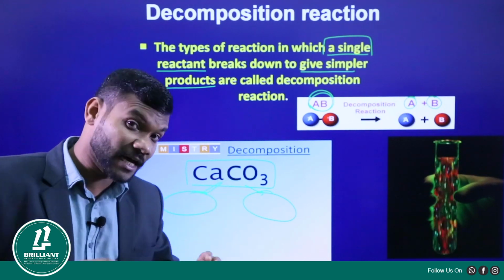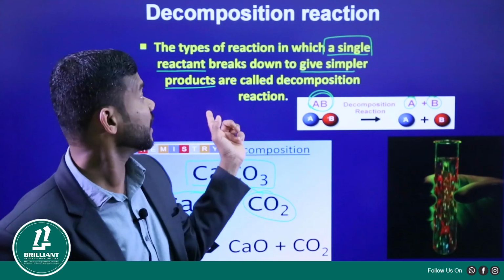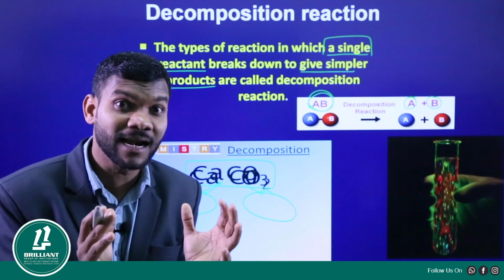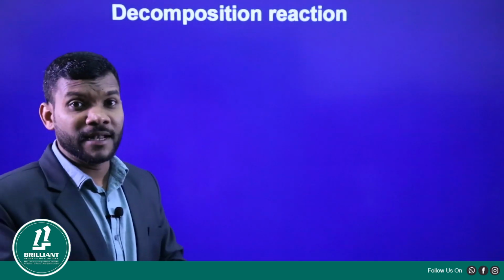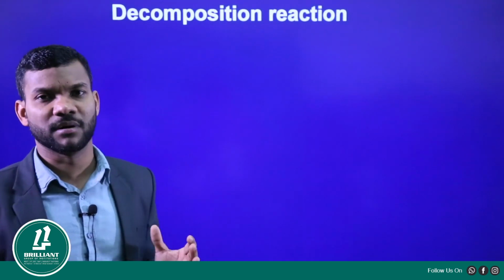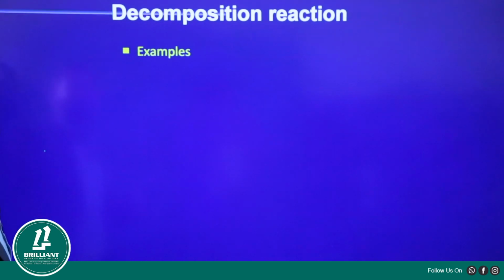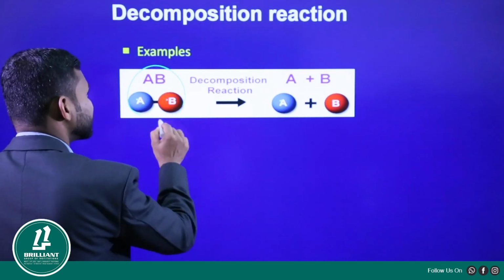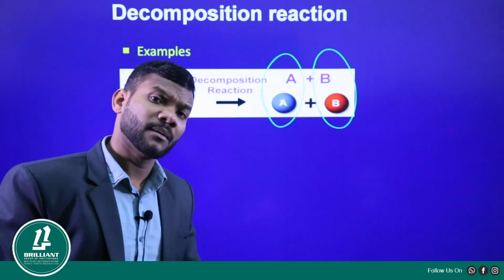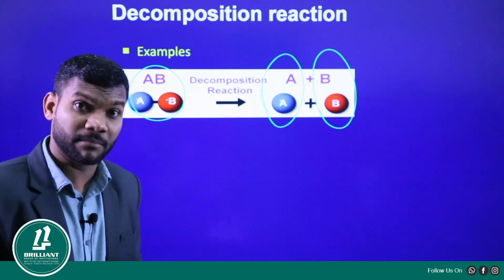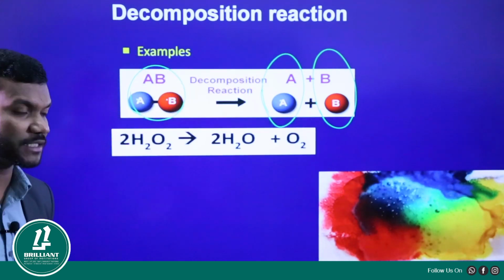We have seen that in a combination reaction, two reactants combine to form a single product. But in decomposition, it is just the opposite: a single reactant breaks down into many products. Next we are going to see more examples of decomposition reactions. So what is a decomposition reaction? As we discussed, a single reactant breaks down into two or more products. Here it's only two products, sometimes it can be three, sometimes four. Let us see more examples.